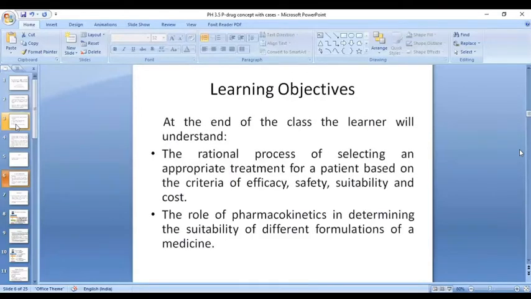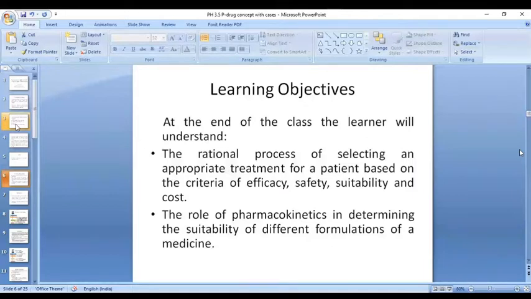The learning objective we have kept for this class is that you learn the rational prescribing of selecting an appropriate treatment for a patient based on these criteria, and how to rationally prescribe a selected drug for a patient. We'll also discuss the different steps in rational prescribing. As I've already mentioned, it starts with defining a diagnosis, or at least a working diagnosis. Then comes the role of pharmacokinetics in determining the suitability of different formulations of a medicine.